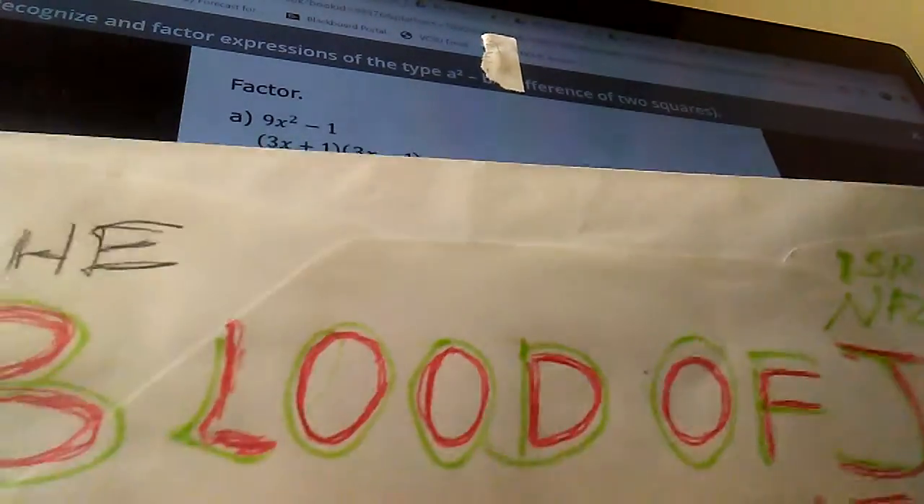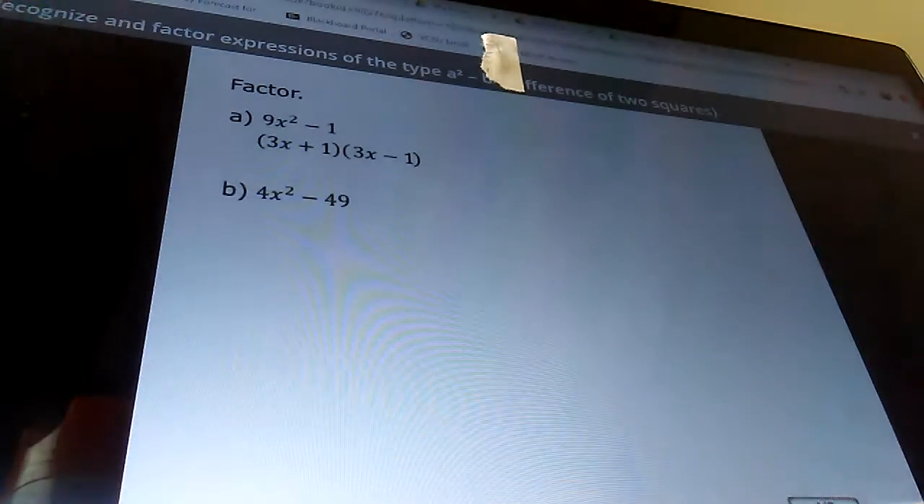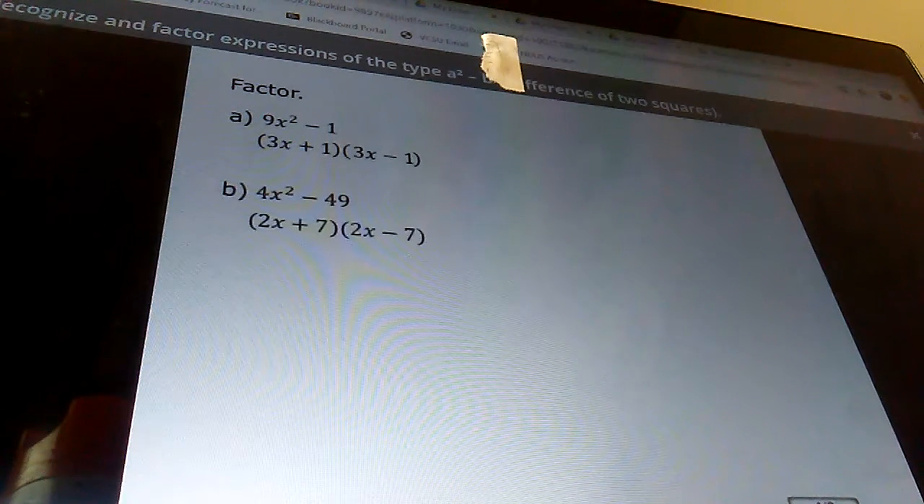Let's try part B, 4x squared minus 49. Notice that this is the difference of two perfect square terms. 2x times 2x is 4x squared. 7 times 7 is 49. To factor the difference of two squares, write the product of the sum and difference of these terms. The factored expression is 2x plus 7 and 2x minus 7.